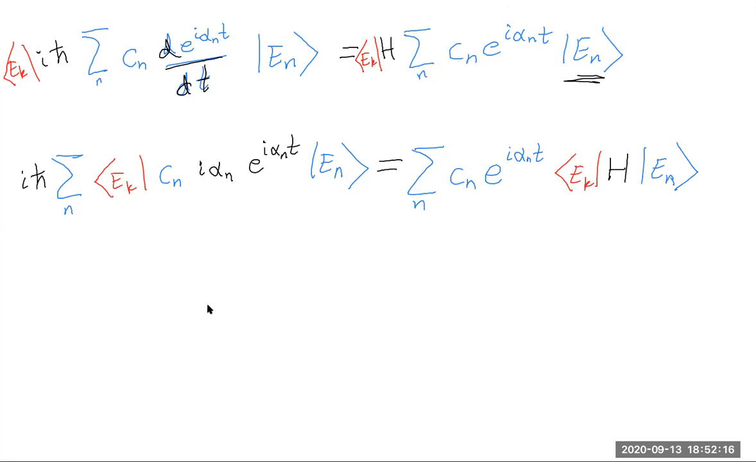Okay, let's do a little simplifying. This part here, these are all numbers. They can come outside of the states when I do these inner products. The inner products worry about operators and states, and that's it. So I get this i h bar, and then comes the sum over all possible values of n, whatever that is, C sub n, i alpha n, e to the i alpha n t. And then it's going to be e sub k, inner product with e sub n.